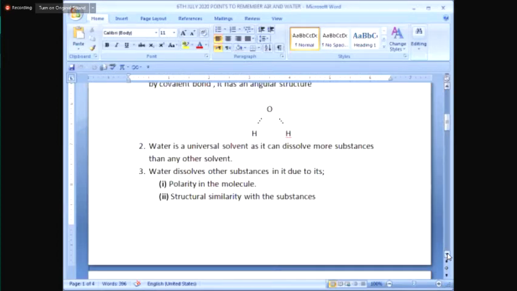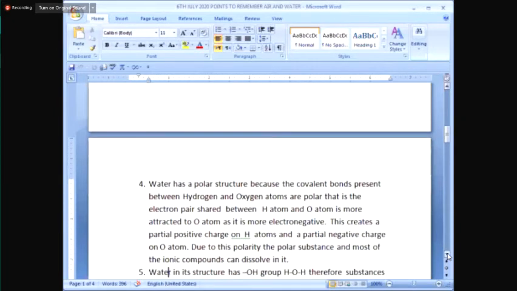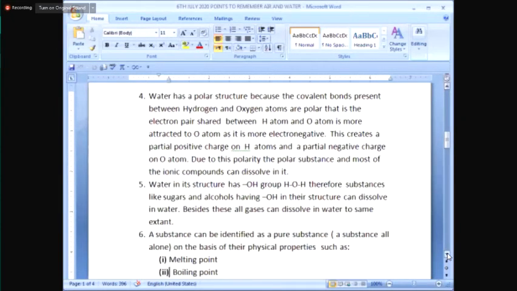Why is it so? Point 3 explains. Please focus. Water dissolves other substances due to, number one, polarity in the molecule, very important. Polarity, if not clear, I'm going to make it very clear to all students. Many of you have not been taught in 9th, but those who have been taught in 10th already know that I have explained this term, and it's a part of your O-level syllabus. The second point is that substances dissolve in water by structure similarity. Now my point number 4 will explain what polarity means. Focus on point number 4, please.